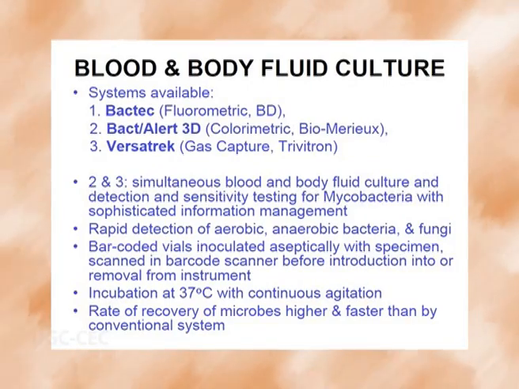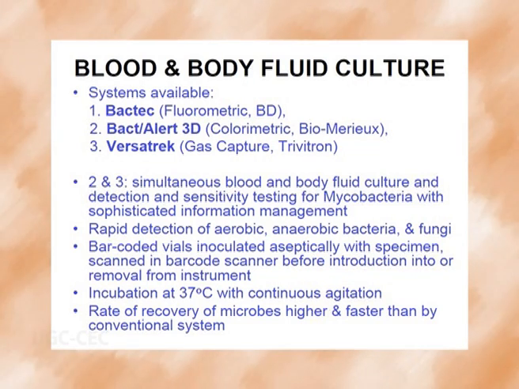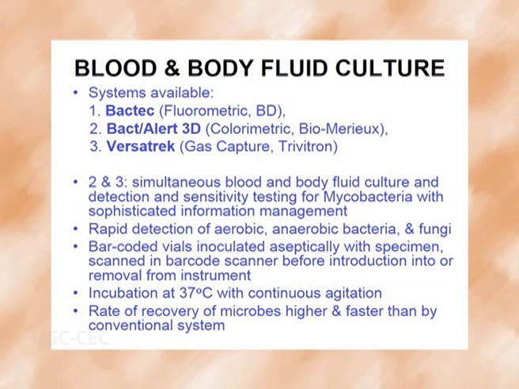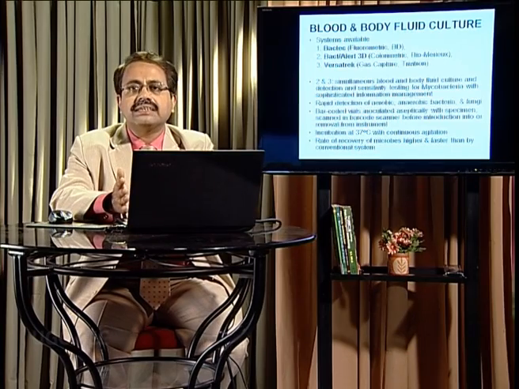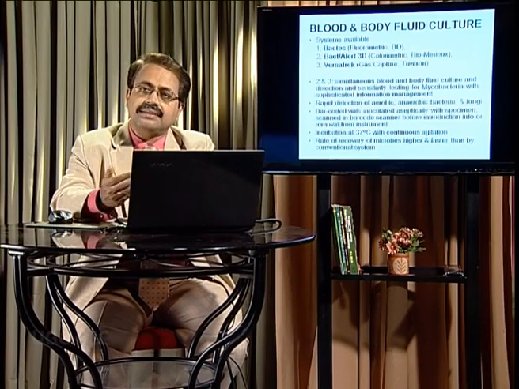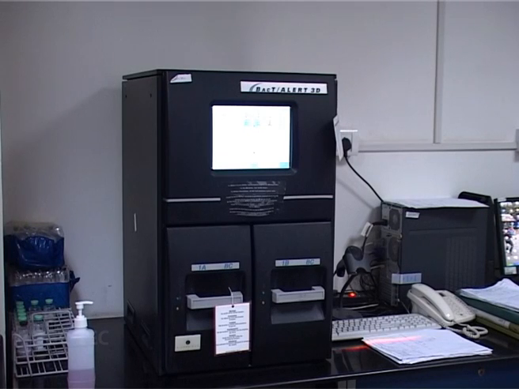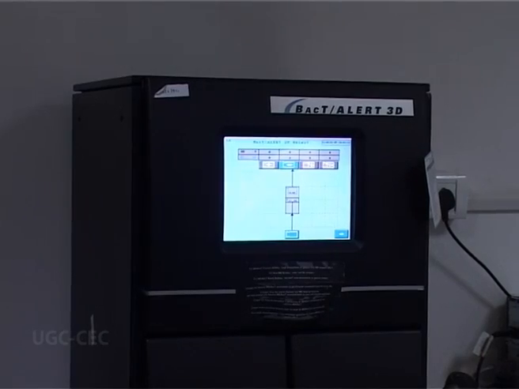But in these automated systems that are now available, the systems include the BACTEC system, the BACT-ALERT system, and the Versatrix system. The BACTEC system is a fluorometric system, BACT-ALERT system is a colorimetric system, and Versatrix is a gas capture system. In these systems, the blood and body fluids can be processed, and the detection of growth is much faster than in the conventional system.